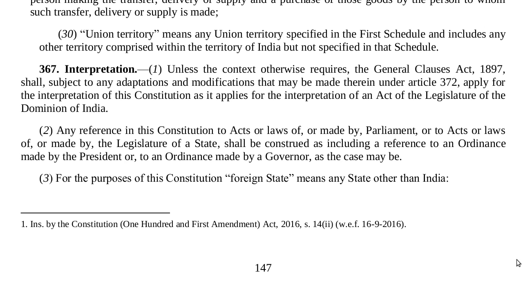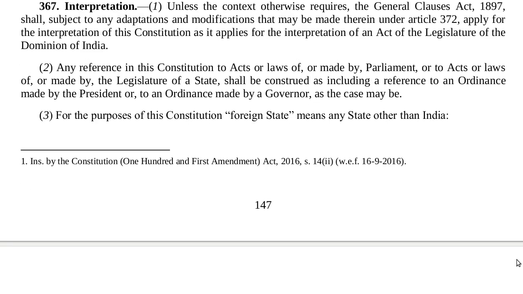Unless the context otherwise requires, the General Clauses Act 1897 shall, subject to any adaptation and modification that may be made therein under Article 372, apply for the interpretation of this Constitution as it applies for the interpretation of an Act of the Legislature of the Dominion of India. 2. Any reference in this Constitution to Acts or laws of or made by Parliament, or to Acts or laws of or made by the Legislature of a State, shall be construed as including a reference to an Ordinance made by the President or to an Ordinance made by the Governor, as the case may be.